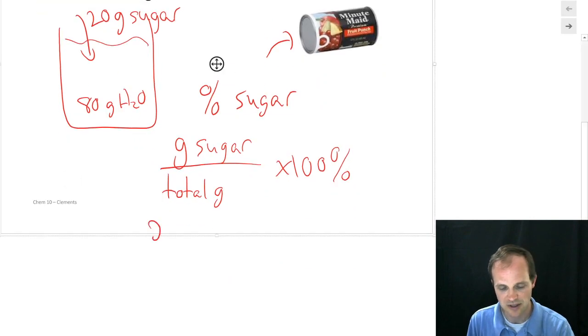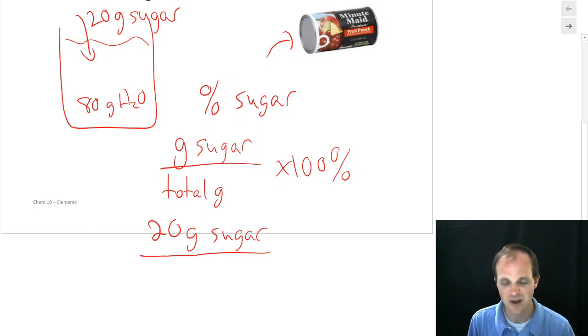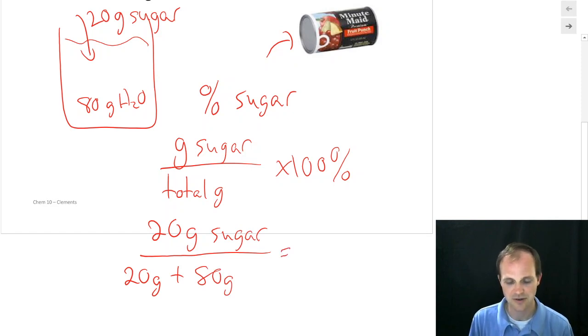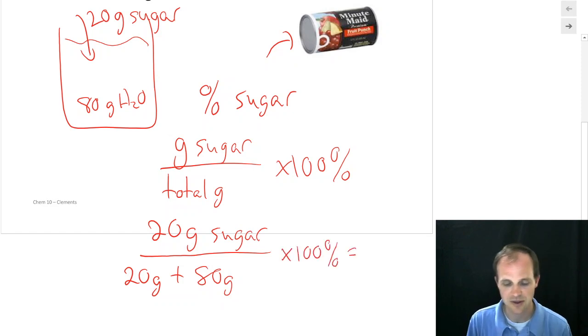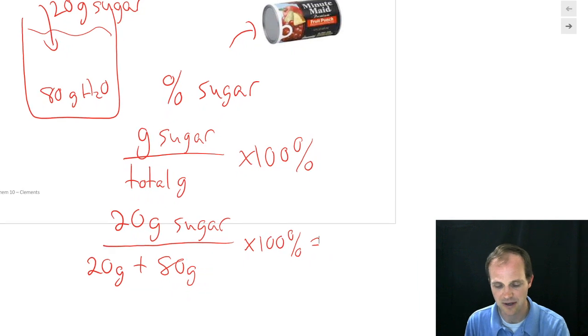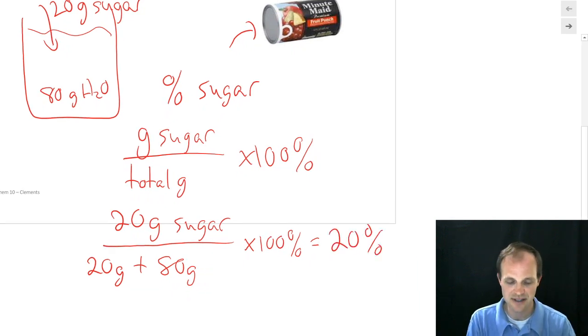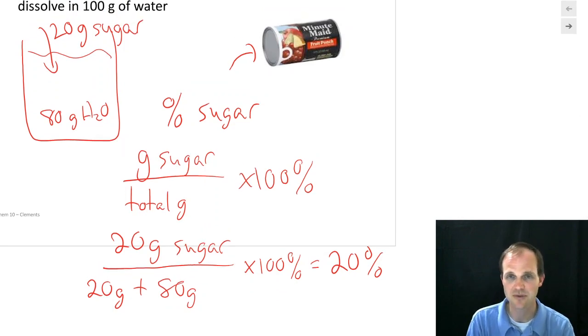So we've got 20 grams of sugar. We've got what total grams? Well, we have the sugar and the water that we added. So 20 grams plus 80 grams, and then we're going to multiply that by 100% in order to get our answer. If you do that workout, hopefully you get yourself 20%. And so this solution of 20 grams of sugar and 80 grams of water is 20% sugar.